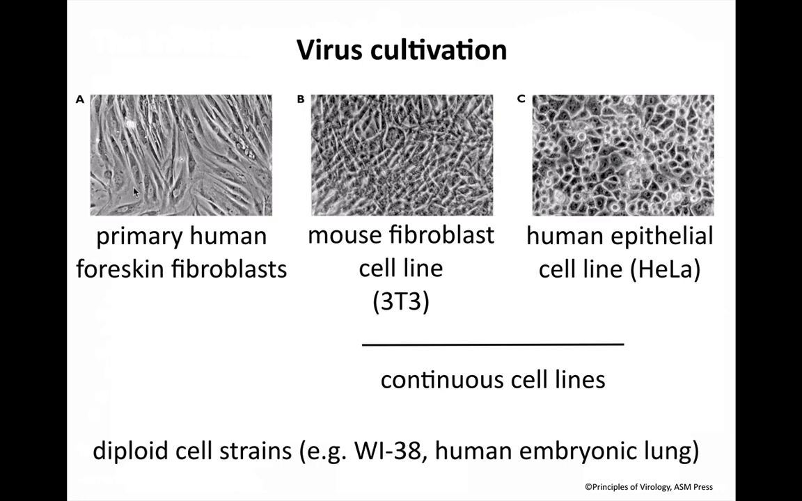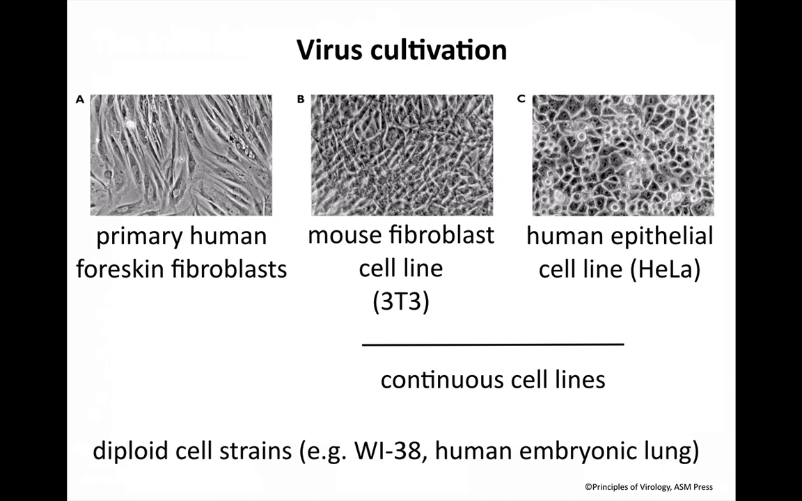The disadvantage of these primary cultures, not just foreskins, but other tissues as well, is that they don't live forever. After 20 to 30 doublings, they will die, and you have to make them again. So there are obviously problems with that, so therefore continuous cell lines have been developed. And here are shown 2 of them. One is a mouse fibroblast cell line called 3T3, and the one on the right is a human epithelial cell line called HeLa cells. And these are cells that have been propagated in culture.